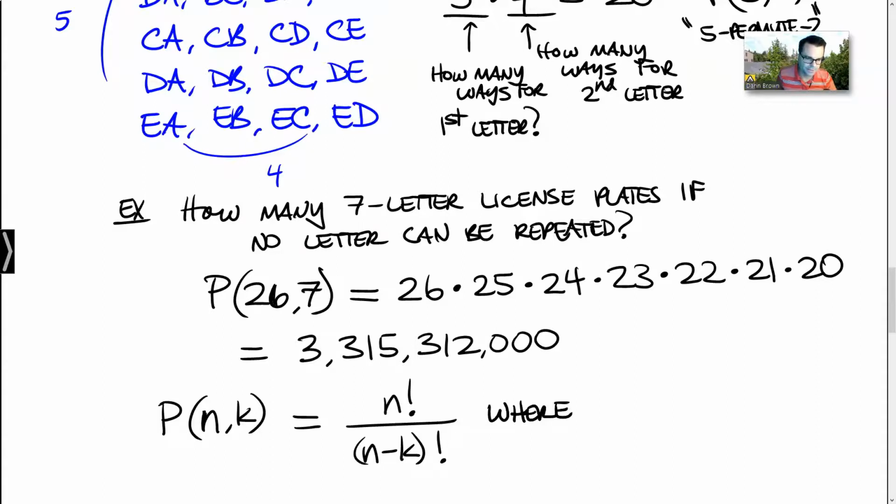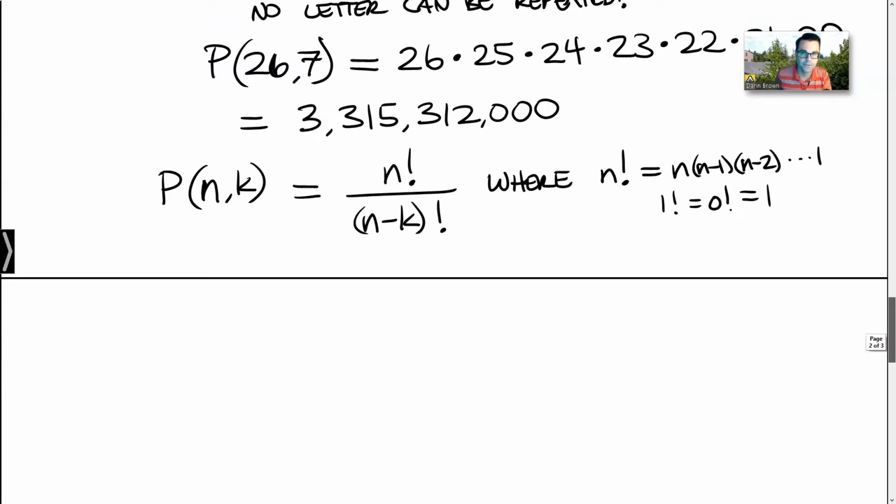So here factorial is the product of the numbers n, n minus 1, n minus 2, all the way down to 1. Or you can think of it as starting at 1 and going all the way up to n. And 1 factorial equals 0 factorial. Those also equal 1. Now, why does this work?